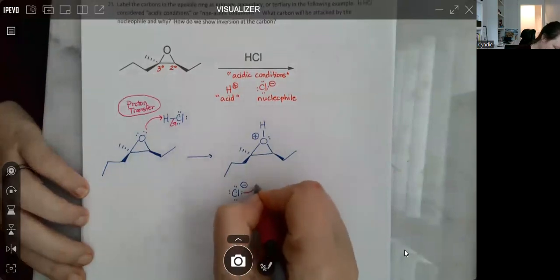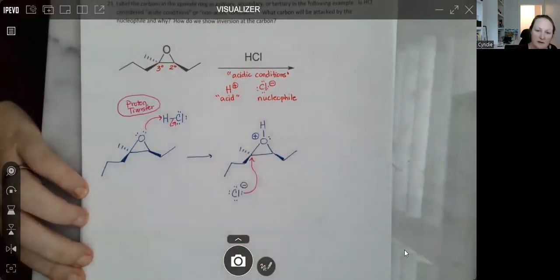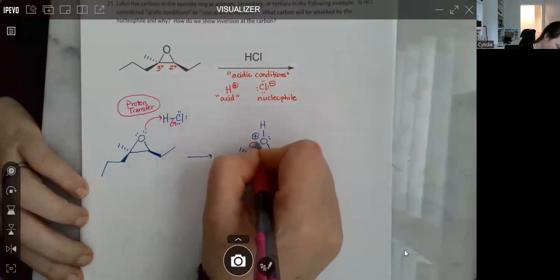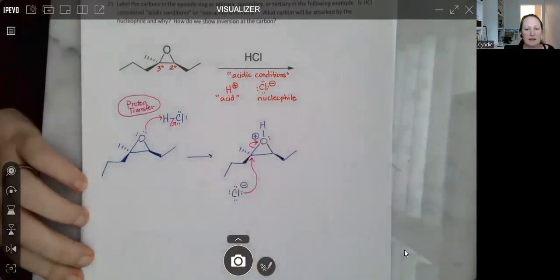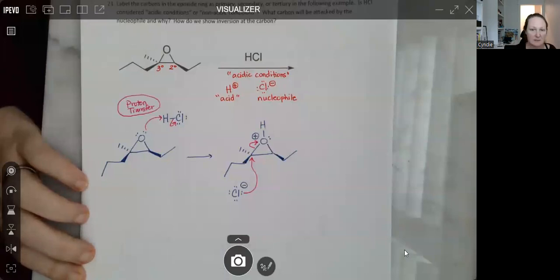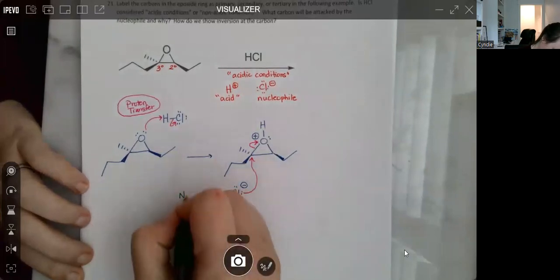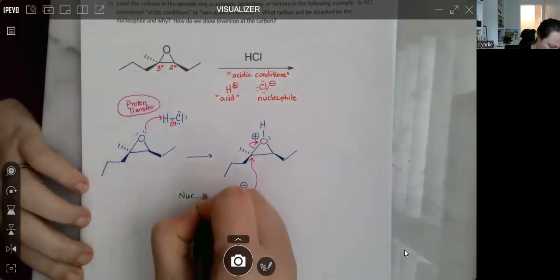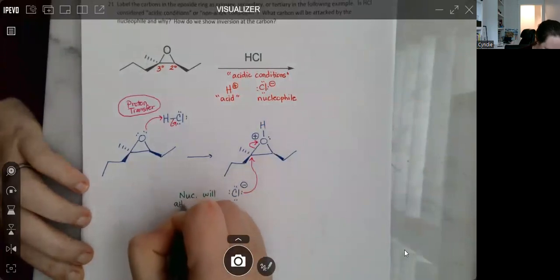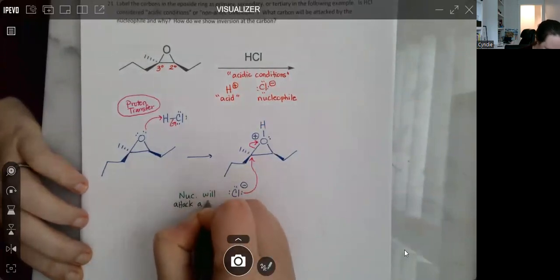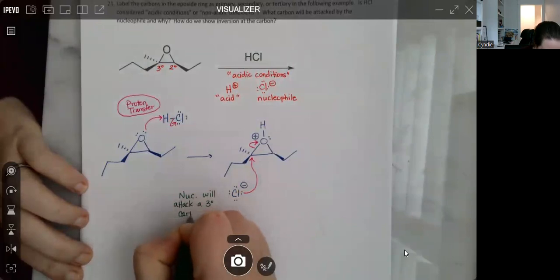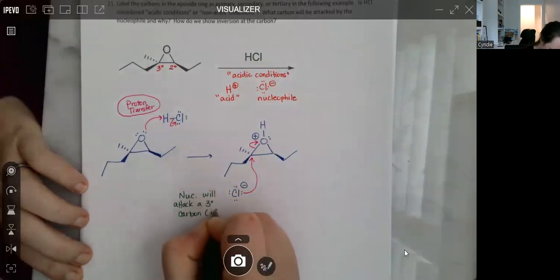So here's the nucleophilic attack arrow, right? Followed closely by the loss of a leaving group arrow. And this represents an SN2-like process here. We're going to take some notes, right? So the nucleophile will attack a tertiary carbon if present.